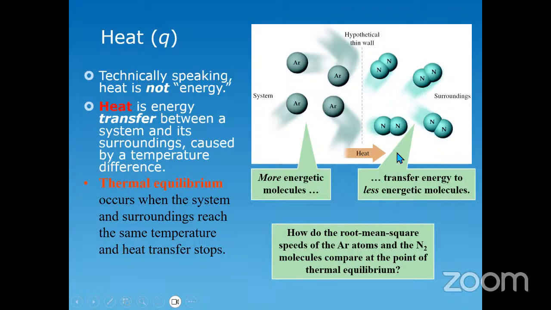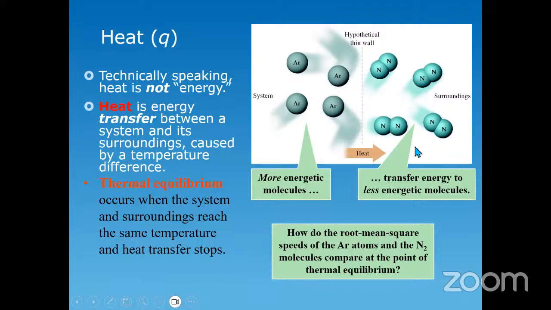So therefore, that would be the heat energy that is transferred. Now, here's a very interesting question being asked down here in this box. It says, how do the root mean squared speeds of argon atoms and nitrogen molecules compare at the point of thermal equilibrium? So at the point of thermal equilibrium, basically the energies are going to be the same because the heat flow will stop. So therefore, the amount of energy on this side and this side will be the same.